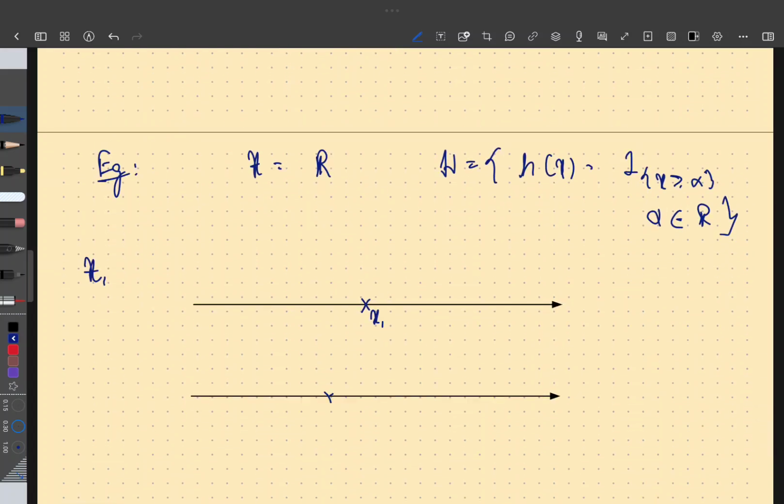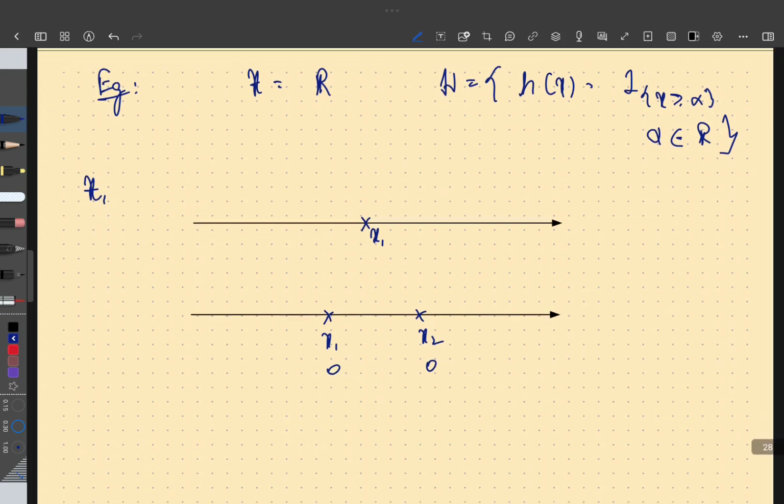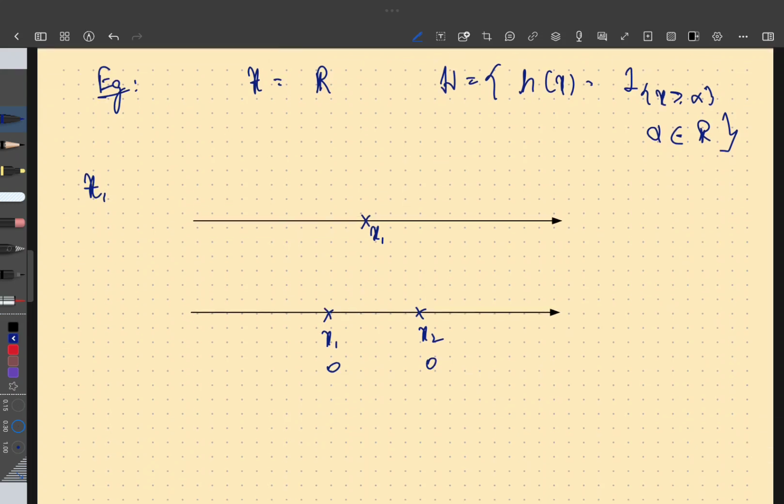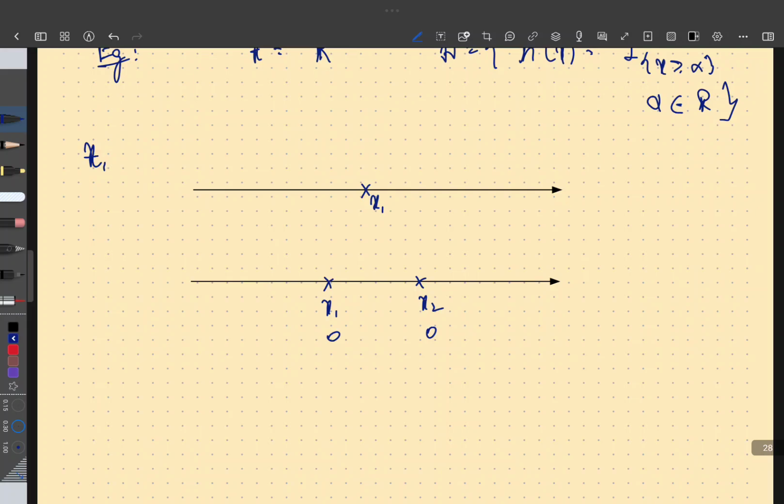Let's take 2 points, x1 and x2. Can I generate the labeling 0, 0? Yeah, because I just take alpha to be greater than x2, I can generate 0, 0. Can I generate the labeling 1, 1? I can, because I just take any alpha which is less than x1. Both x1 and x2 are going to be labeled 1 and 1. Can I generate 0, 1? Yes, you take an alpha that is in between x1 and x2, you get 0, 1.